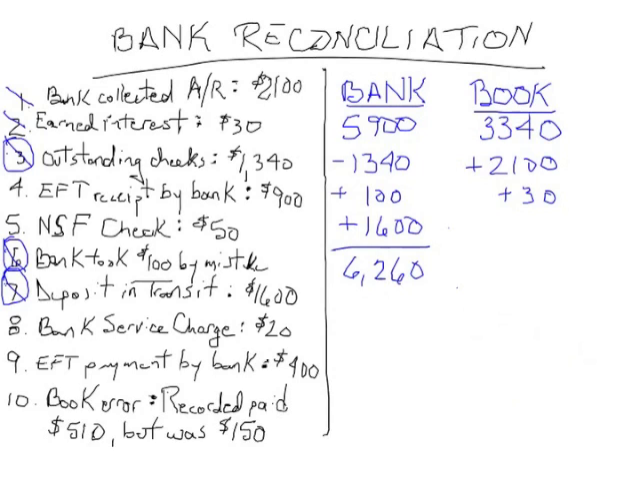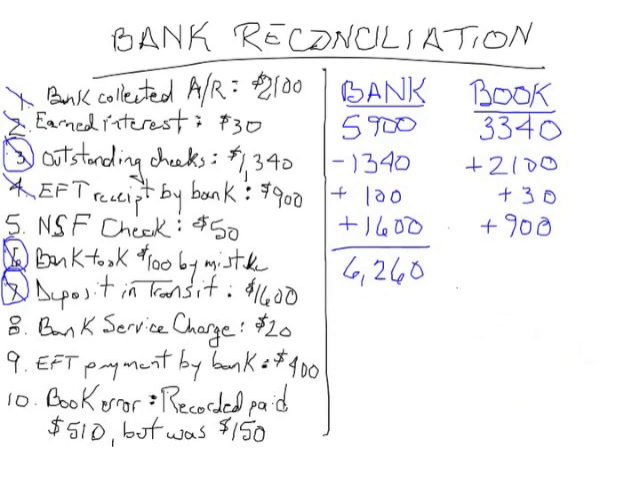What the heck does that mean? EFT stands for electronic funds transfer. That's like direct deposit. So, essentially, they received funds on our behalf for us. It's like they're doing collections for us electronically. And we didn't know about it till we got our bank statement. So, once again, we have $900 we didn't know we had. Yay! We get to add that.